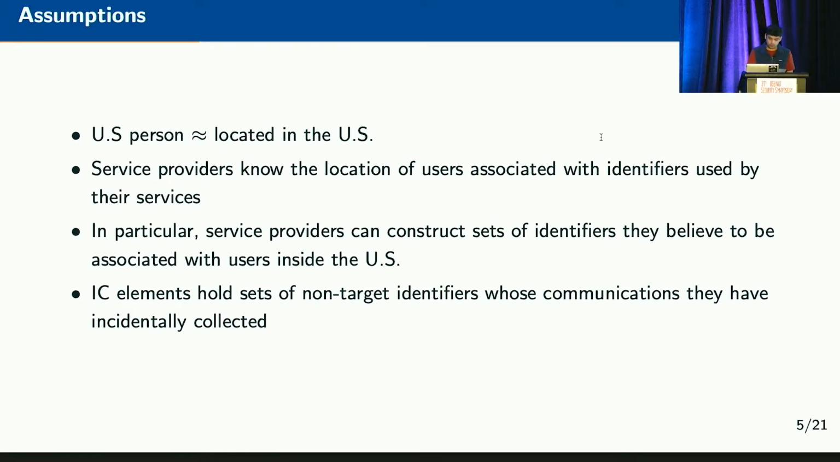So incidental collection can involve either persons located inside the US or US citizens outside the US. We focus on the former and only estimate the scale of incidental collection affecting people inside the US. As in the previous example, service providers may know the location of their users. Many service providers collect country-level location information for business reasons. So they can build a set of identifiers, like email addresses or phone numbers, that they believe are used by persons located inside the US. The IC element, similarly, can build a set of identifiers they incidentally collected on.